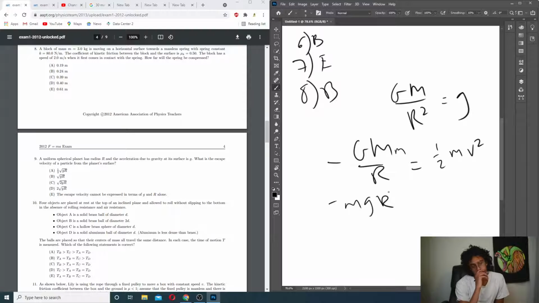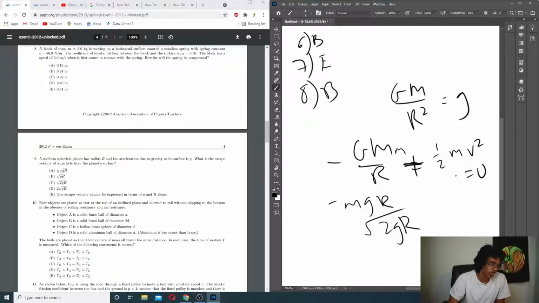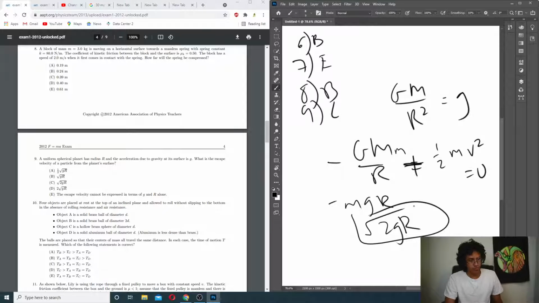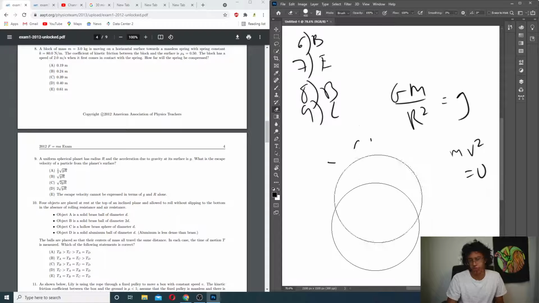Is that right? Yeah. And then essentially, I guess it's literally just root 2GR. What is the negative? Oh, yeah, this is plus this is equal to 0, so that's why. Okay, so this is just root 2GR, so 9 is C. Unless I'm memeing, but I'm pretty sure I'm not memeing on this one.